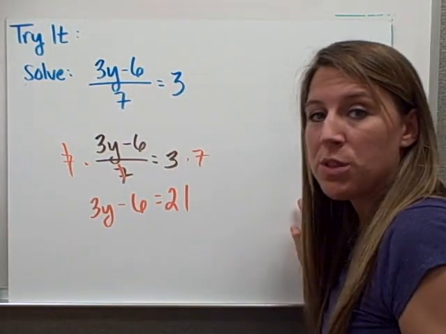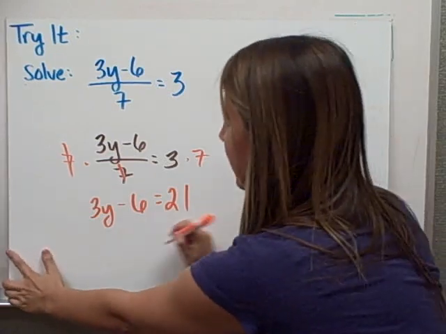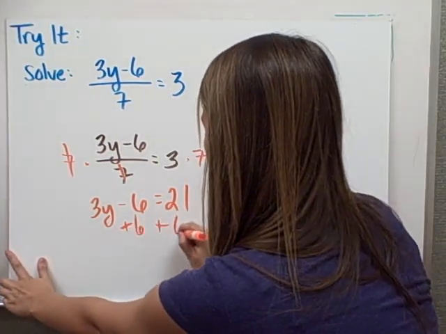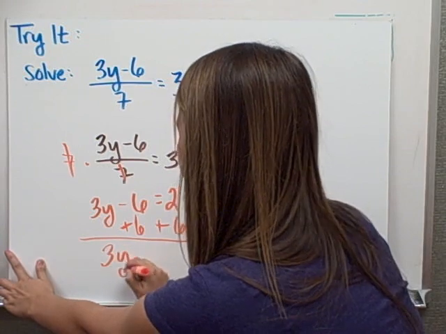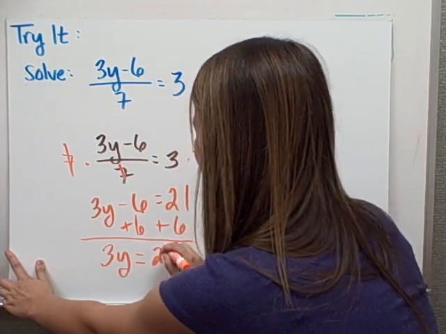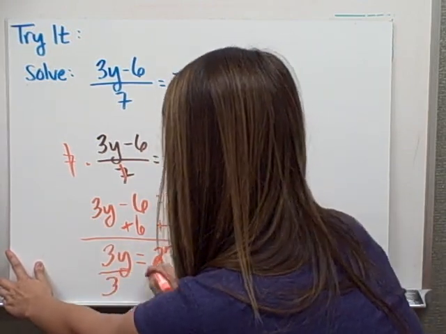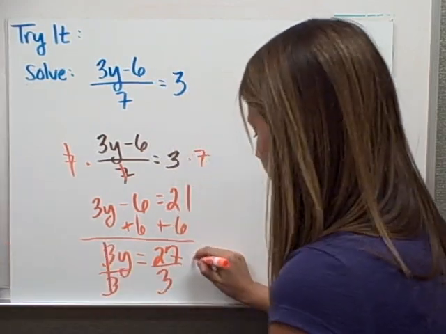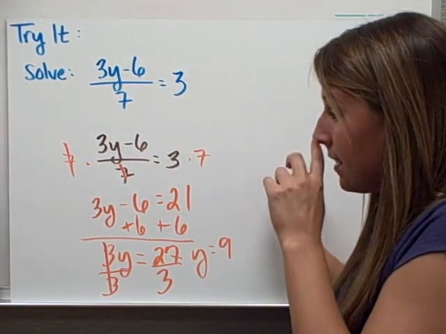And again, I'm just left with a two-step equation. I add 6 to both sides. 3y now equals 27. And I divide by 3 on both sides, telling me that y is equal to 9.